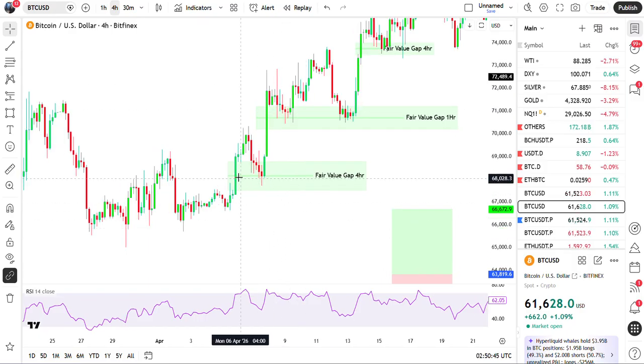Okay, so we have the imbalance here. So 3 candles from wick to wick. That imbalance is the fair value gap.